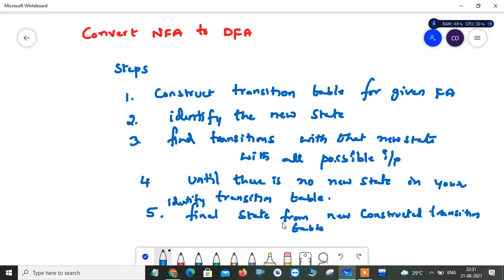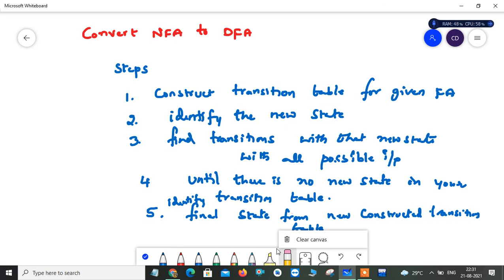So for an NFA, whenever you are trying to construct an equivalent DFA, whatever strings can be accepted by your NFA, everything must be accepted by your DFA. Then only can we say that both machines, the NFA and the DFA, are equal. Because of that, you have to take care of finding the final states as a final step.